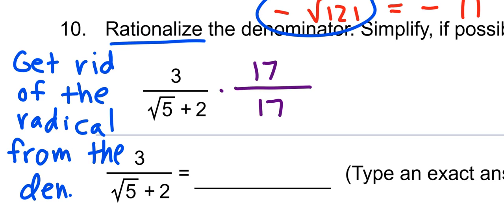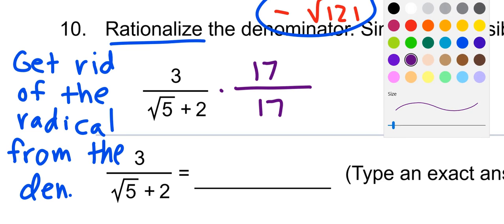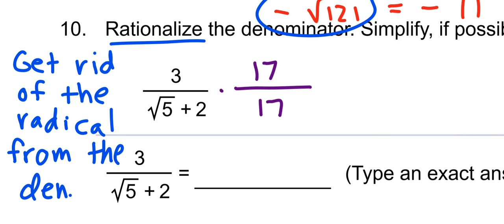So if I did multiply by 17 over 17, the value of the original fraction would not be different. Now, it's going to look a lot different, right? Because you're going to have 17 times 3, or 51 on top. And on the bottom, you'd have 17 radical 5 plus 34. It looks different, but it's not different. It's the same value, it just looks different than the original. I want to pick a value that will make the radical disappear from the bottom.